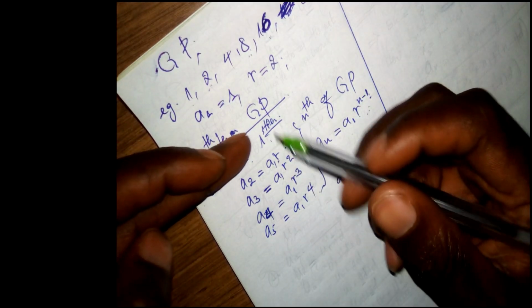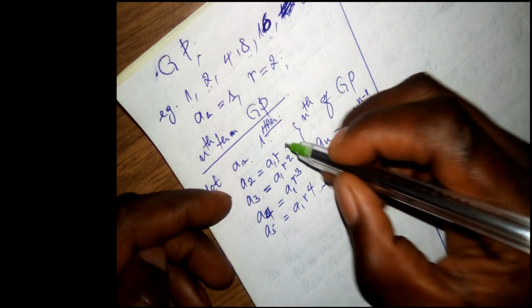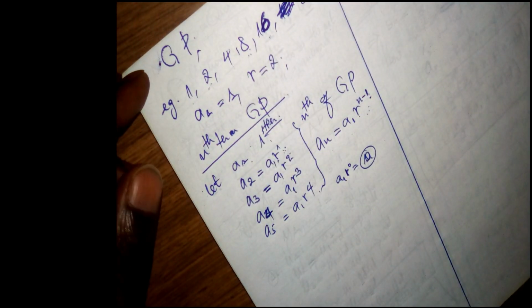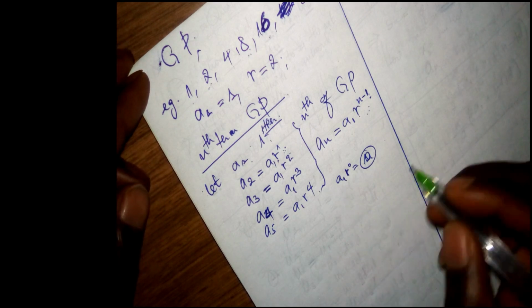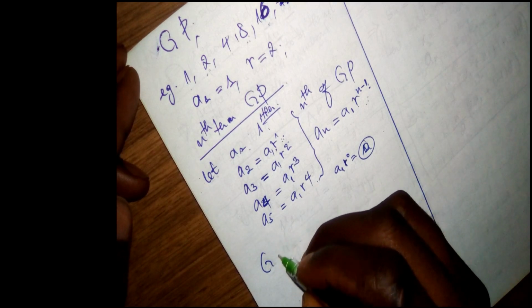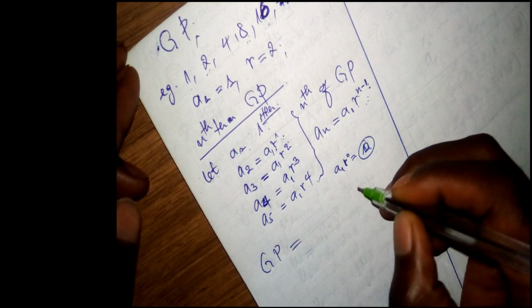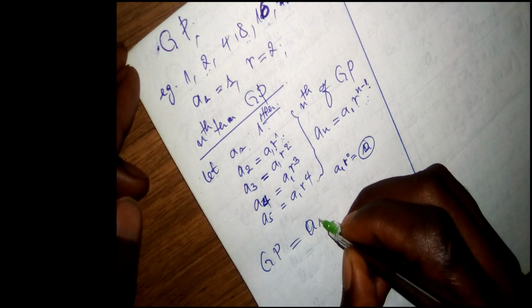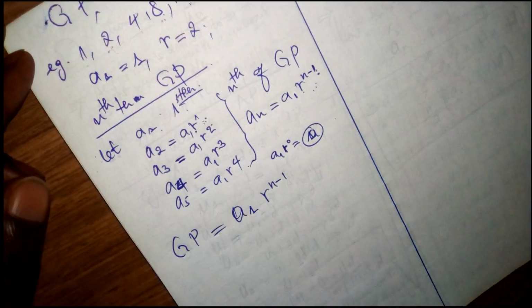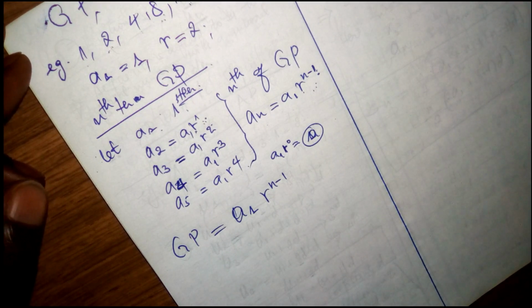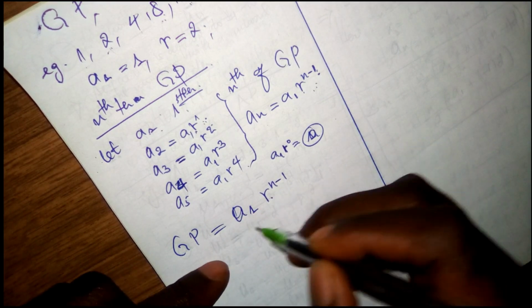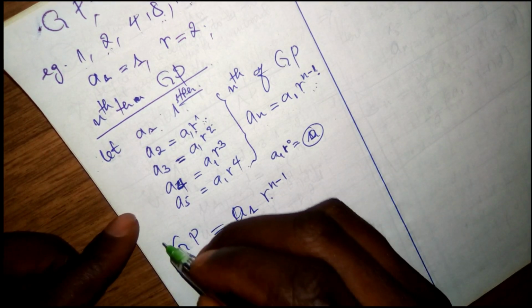Because of this, we can conclude that the nth term of a GP can be given by a1 r power n minus 1, where n is the number of terms, r is the common ratio, and a1 is the first term. This is a useful formula you can use anywhere when dealing with geometric progression.